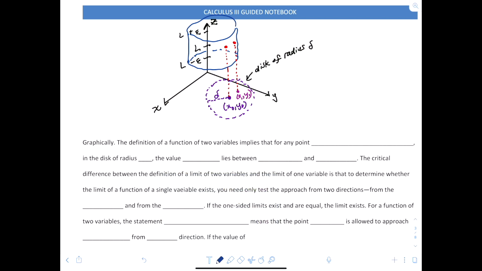So graphically, the definition of a limit of a function of two variables implies that for any point x, y which is not equal to the center of that open disk, which is x0, y0, in the disk of radius delta, the output f at x, y lies between L minus epsilon and L plus epsilon. So the critical difference between the definition of a limit of two variables and the definition of the limit of one variable is that to determine whether the limit of a function of a single variable exists, you need only test the approach from two directions, from the left and from the right. Remember that? And if the one-sided limits exist and are equal, the limit exists.